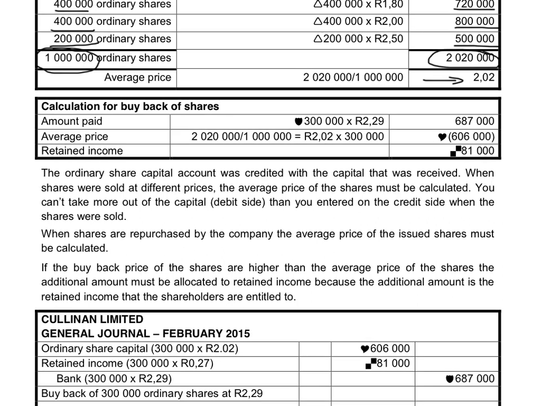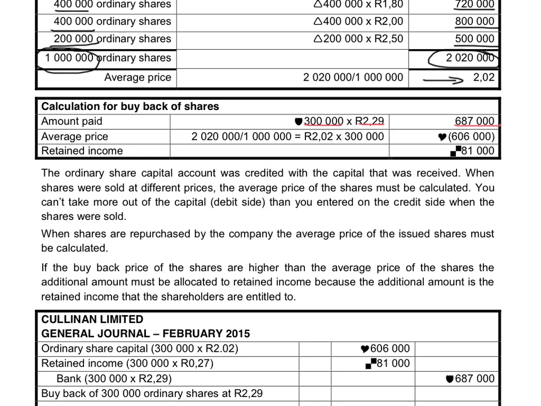Then they say that they decided to buy back shares at R2.29, and they want to buy back 300,000 shares. 300,000 times R2.29 will give me 687,000. So that is the amount that will be paid out to the shareholders. That is more than what we originally charged for the shares. So we want to see what is the amount that will be reduced in the capital.